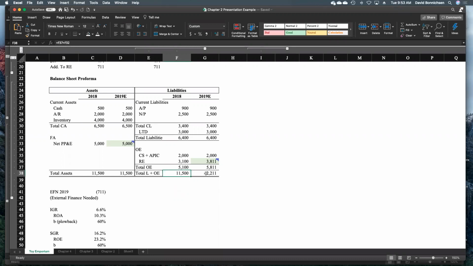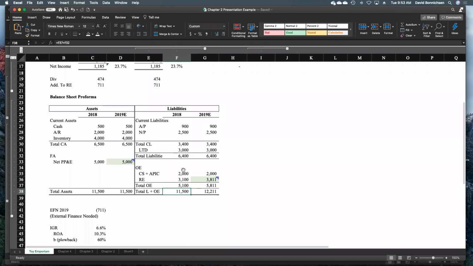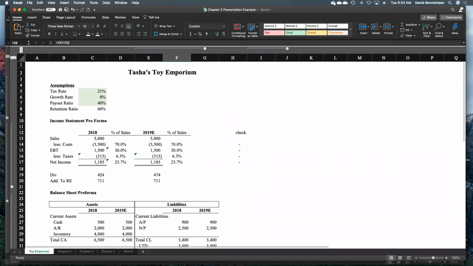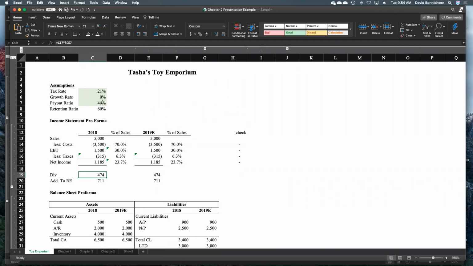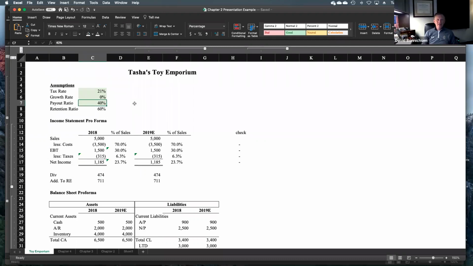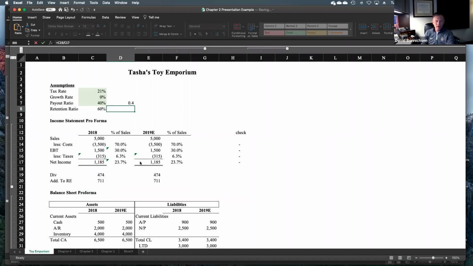When you got the dividends paid out, where you took 40% times what? Times your net income. Right? Because net income is split between dividends and retained earnings. So our payout ratio is the relationship between the dollars of dividends. If I take the dollars of dividends that I paid out and divide it by the net income, it's 40%.